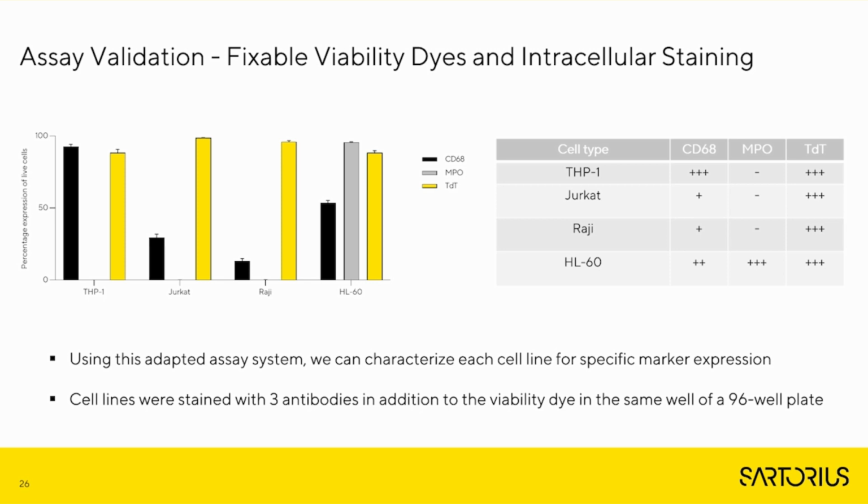And then if we look at the HL60s, they're the only one of these cell lines that expresses MPO, but they also express TDT at a high level. But then the CD68 is kind of at a midpoint between what we see in THP1s and Urcats. So these cell lines were stained with 3 antibodies in addition to the viability dye, as I explained previously, all within the same well of a 96 well plate.